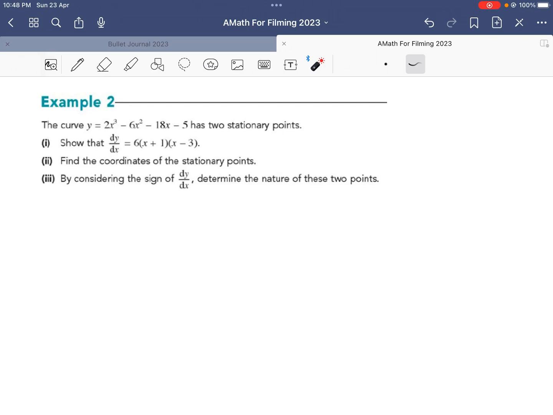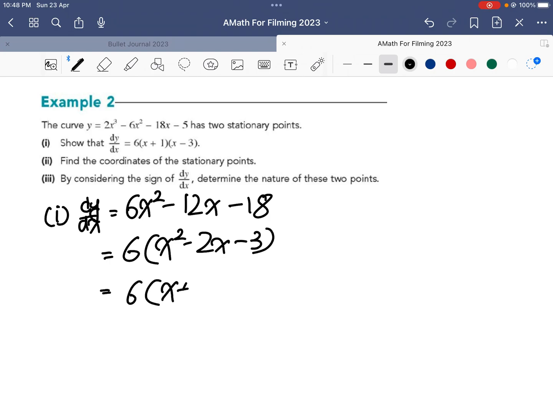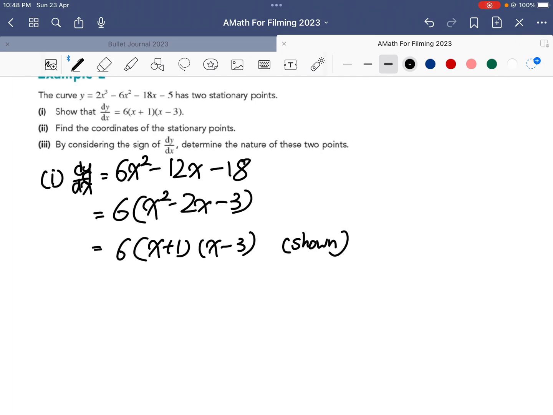So first, what they want us to do in example 2 is to differentiate y with respect to x, and to show that it's given with that expression over there. So if I start to differentiate, what I get is 6x squared minus 12x minus 18. Now what I can do is to factorize 6. I get x squared minus 2x minus 3. Then if I factorize, I get (x plus 1)(x minus 3). Quite a simple part 1. I have shown that this is dy/dx.